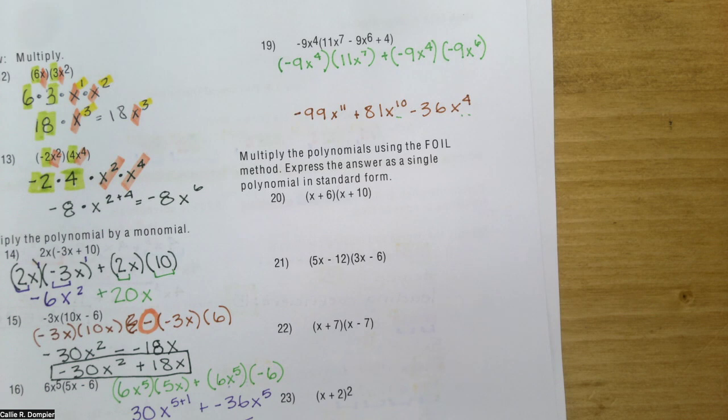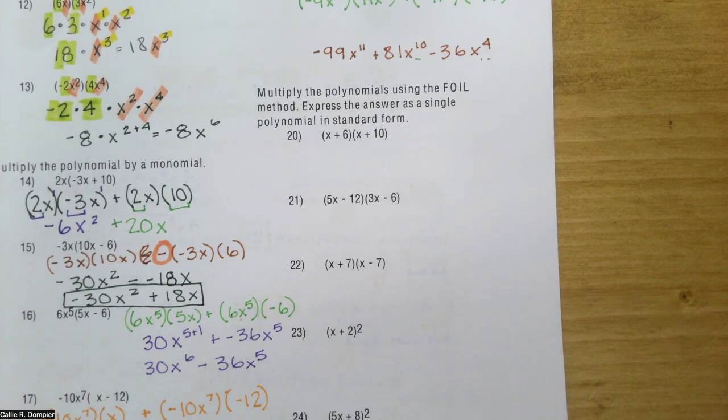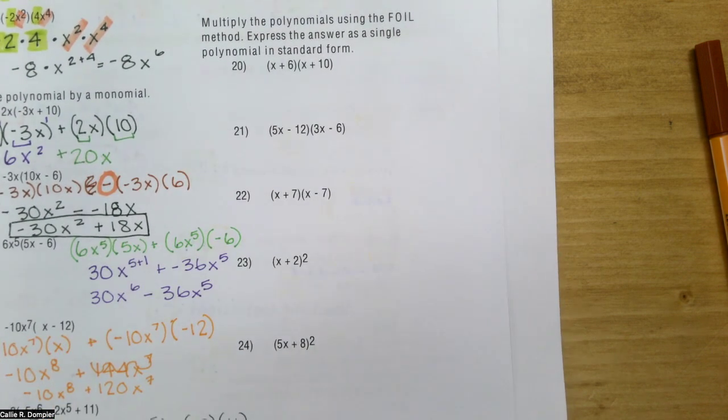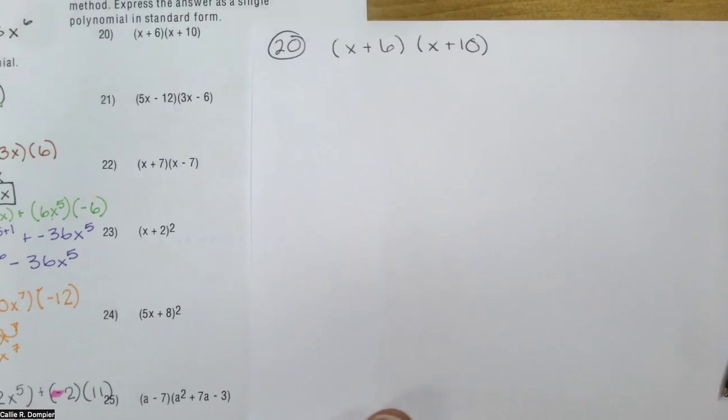Good. Now we're going to move on to the FOIL method. Express the answer as a single polynomial in standard form. We're going to be doing a lot of this in this class. The FOIL method is first, outside, inside, last. Okay? I don't think there was a way for me to do that without in that much space. So I'm just going to move it over here.